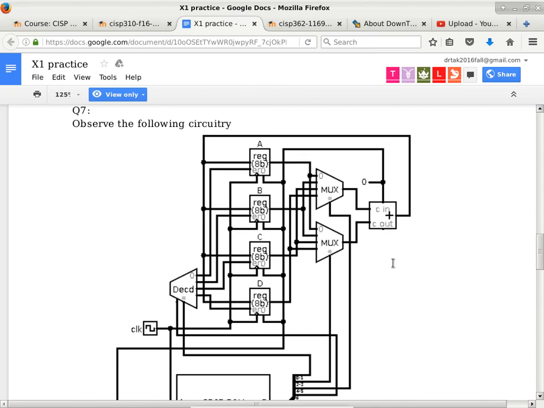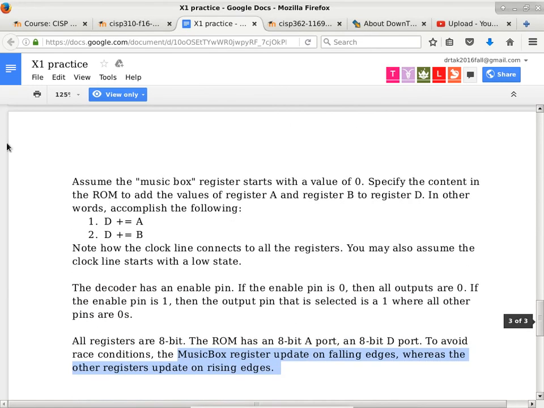Okay. So now let's go ahead and read the actual question. Assume the music box register starts with a value of 0, which means there's no need to reset everything to 0. You just assume that it starts with a value of 0 for this question. Specify the content in the ROM to add the values of register A and register B to register D. In other words, I want you to accomplish this in C and C++. I want you to take whatever register D already has, and just add the content of register A to register D first, and then the second operation is to do the same thing with register B. Is that okay? Yep. All right.